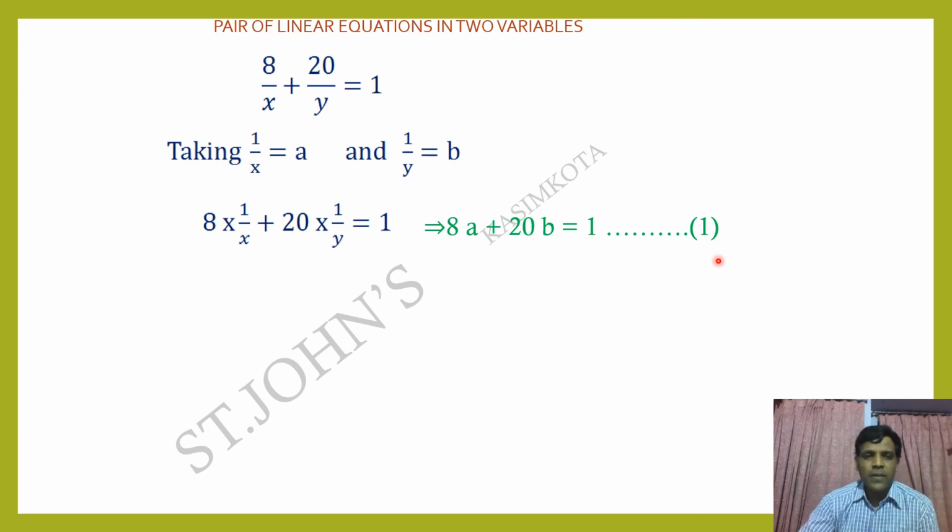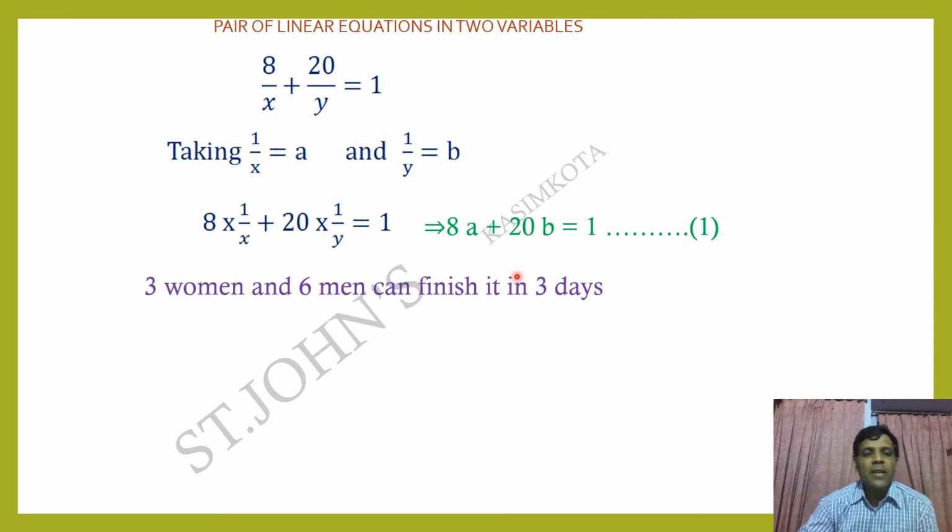Now we are going to the second condition. What is the second condition? 3 women and 6 men can finish it in 3 days. But 1 day work is 1 by 3. Now I have to write 3 women's 1 day work and 6 men's 1 day work. 1 woman's 1 day work is 1 by x, so 3 women's 1 day work is 3 by x. 1 man's 1 day work is 1 by y, so 6 men's 1 day work is 6 by y.